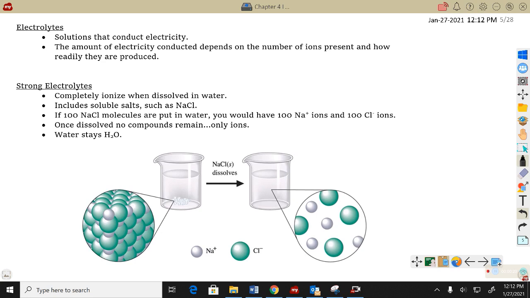Anything that's got charged ions that are free to move will conduct electricity. That could be a metal, where metals have their sea of electrons, moving electrons. Or it could be a solution. In a solution, you've got these charged ions that are moving amongst the water molecules, and it conducts electricity. In order to conduct an electric current, you need moving charges.